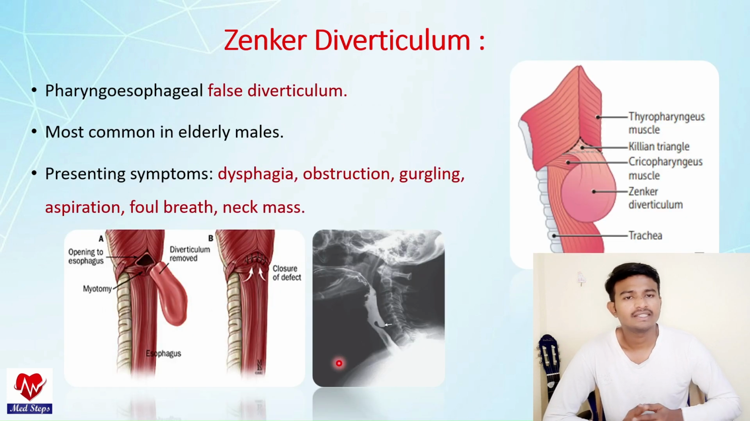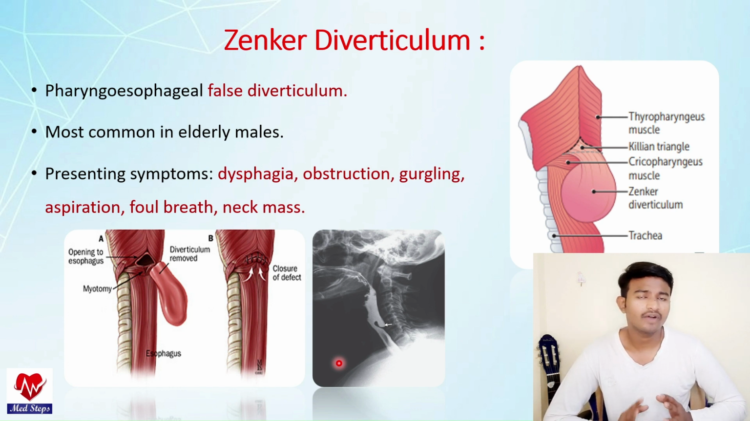Next, Zenker diverticulum. Diverticulum means an out-pouching forms. That out-pouching we call a false diverticulum. Actually, diverticulum is divided into two types: true diverticulum and false diverticulum. In true diverticulum, you will get 4 layers: mucosa, submucosa, muscular layer, and adventitia. In false diverticulum, you will get only the mucosa and submucosal layers. In Zenker diverticulum, in the pharyngoesophageal muscle, you will get a false diverticulum.